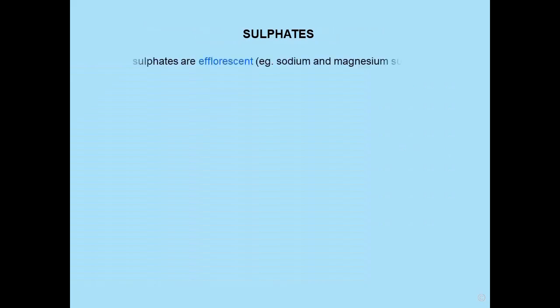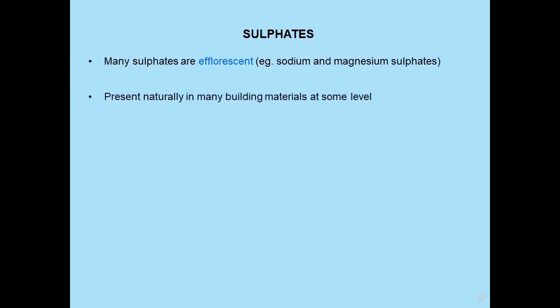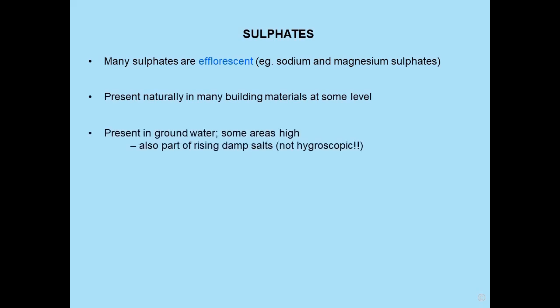Sulfates. Many sulfates are efflorescent, sodium and magnesium sulfates. Present naturally in many building materials at some level, especially older buildings. Present in groundwater. Some areas this is high. They're also part of a rising damp problem or complex, and they're not hygroscopic usually. There are maps around which show you areas of high sulfate content. Magnesium sulfate is present in some roofing tiles, magnesium sulfate being Epsom salts.